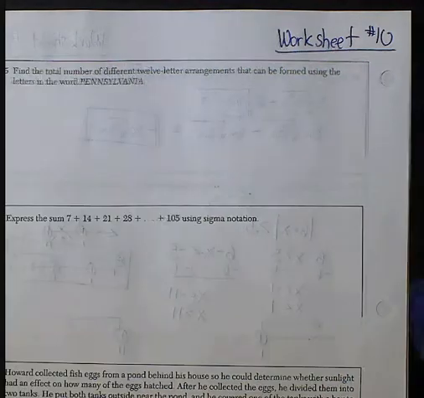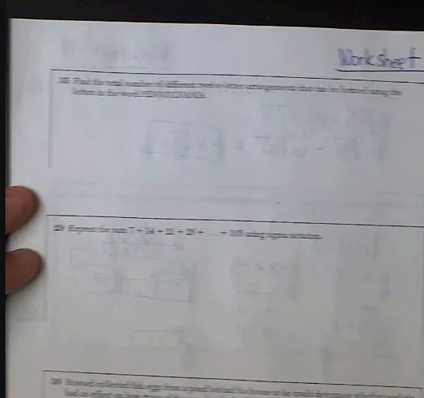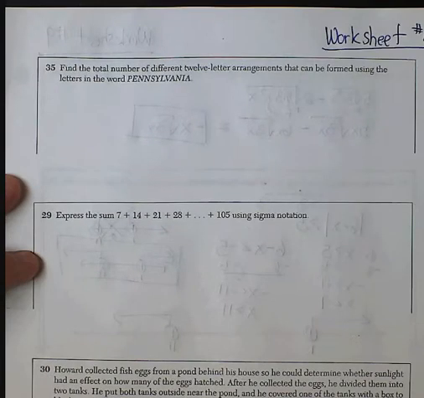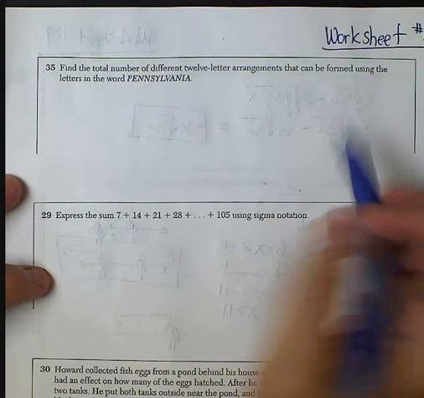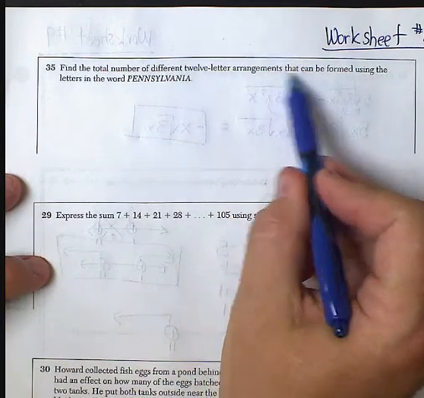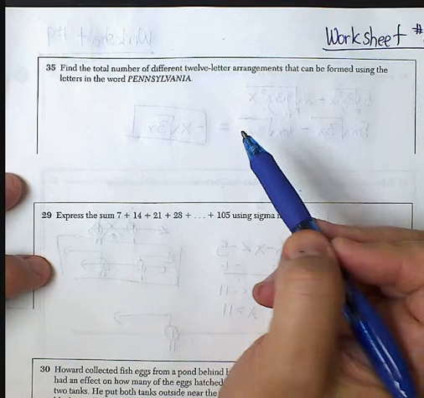Okay, here's worksheet number 10. Question 35 on this one. Find the total number of different 12 letter arrangements that can be formed using the letters in the word Pennsylvania.